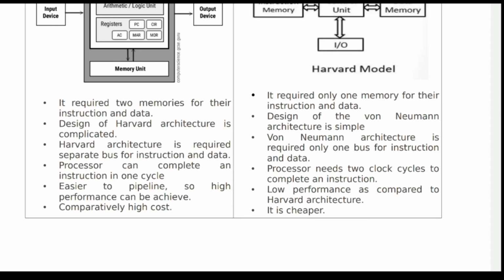So the processor can complete an instruction in one cycle. I told you, right? In Harvard architecture we can complete the instruction in one cycle only, because we have two different paths for instruction and data. But in von Neumann architecture we need two clock cycles to complete this operation. So it is easier to pipeline, and high performance can be achieved. In von Neumann architecture we can't pipeline easily, there is some delay in the response. But in Harvard architecture there is no delay, we have a different path for that. Harvard architecture is comparatively high cost, but compared to von Neumann architecture, von Neumann has low performance as compared to Harvard architecture, but von Neumann architecture is cheaper.